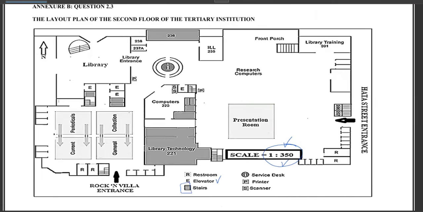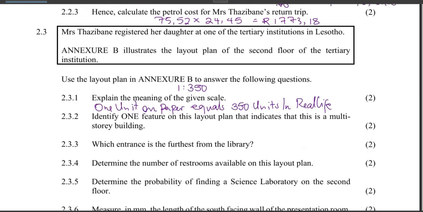This kind of shape here, these are stairs. These ones here, these are stairs. You see that? These are also stairs. We have stairs. So we have E. So these are the features that show that, so we shall say, I said one feature. Please don't give more than enough. If they say one feature, give that. Don't waste ink.